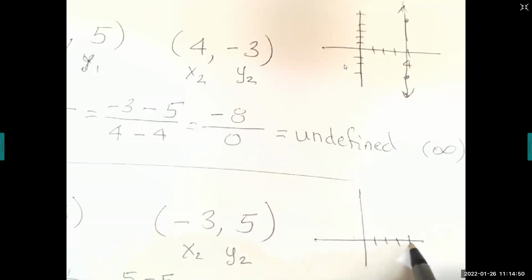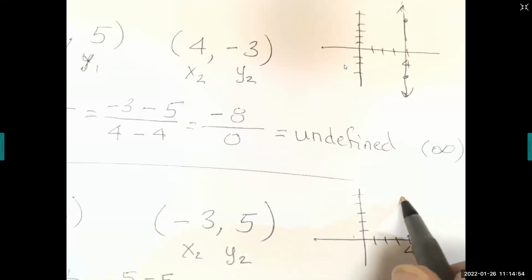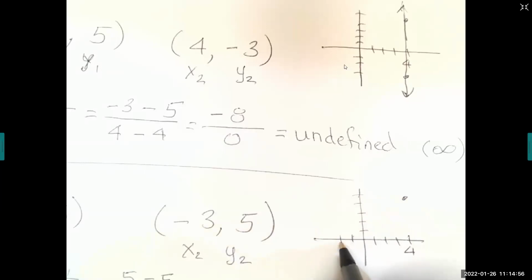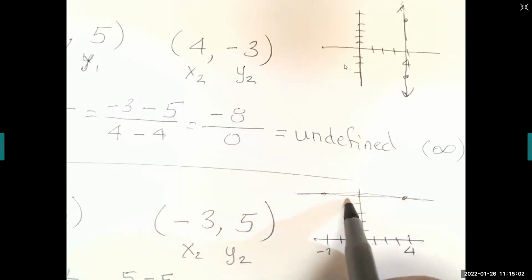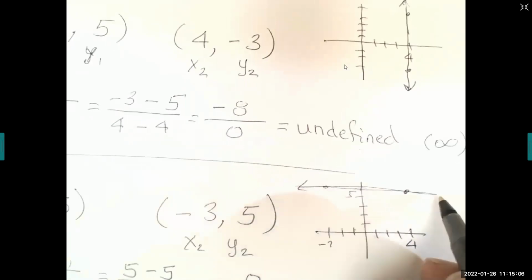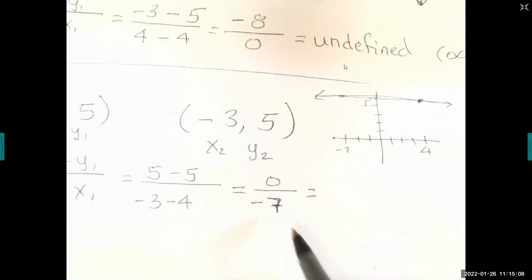One, two, three, four. One, two, three, four, five. -3, 5. So this one is a horizontal line going through 5. What is 0 divided by -7?